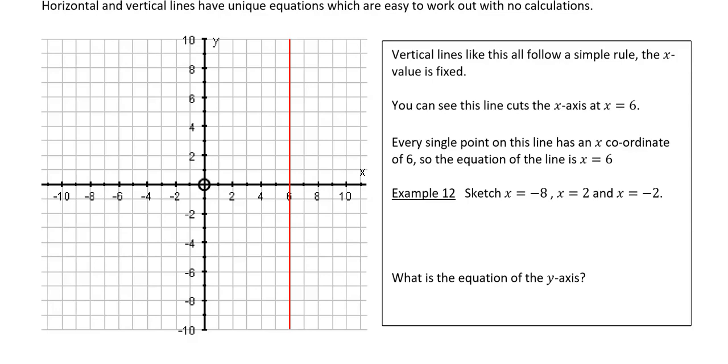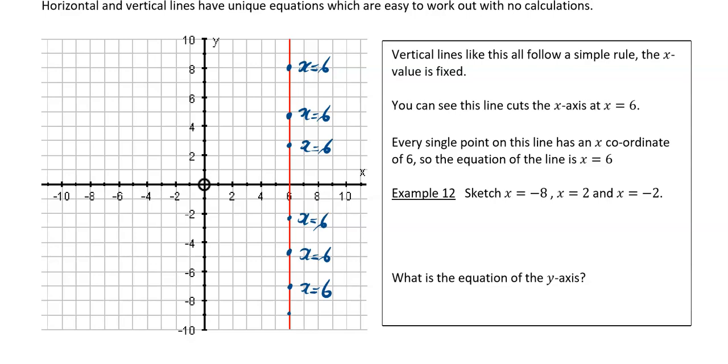So a vertical line, if you have a look at this one we have drawn in red, if you look at any point on this line, the y values are clearly changing, but the x values are the same. So here, at this point, x is equal to 6. At this point, x is equal to 6. This point, x equals 6. And down below, x is equal to 6. So to describe this line, the equation of this line is just x equal to 6.